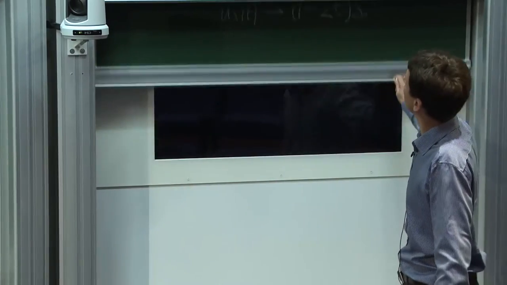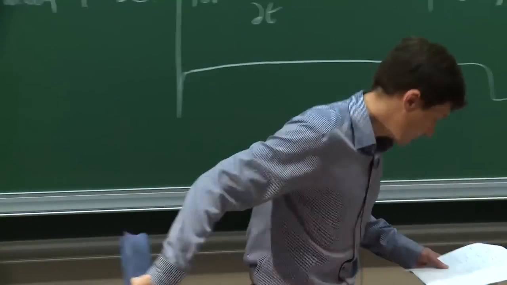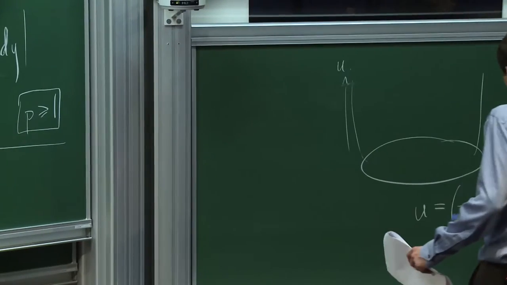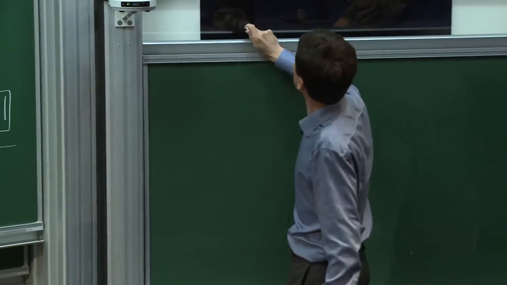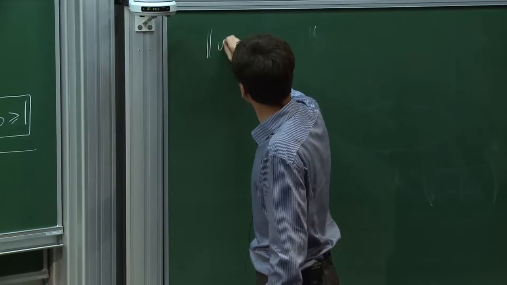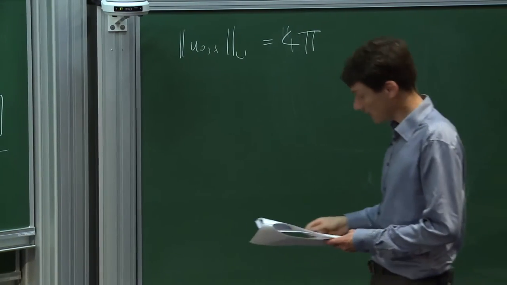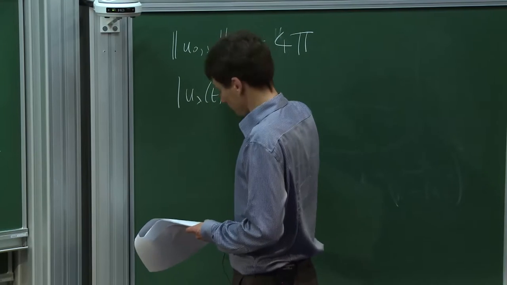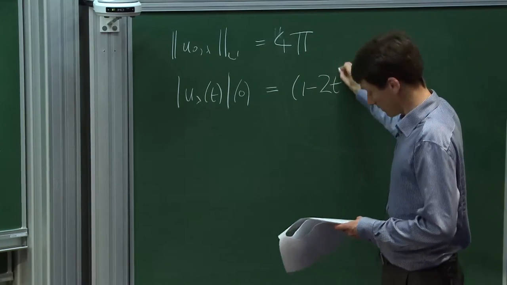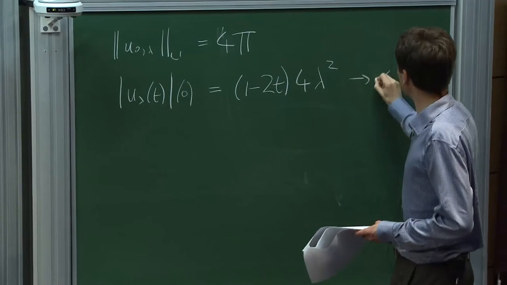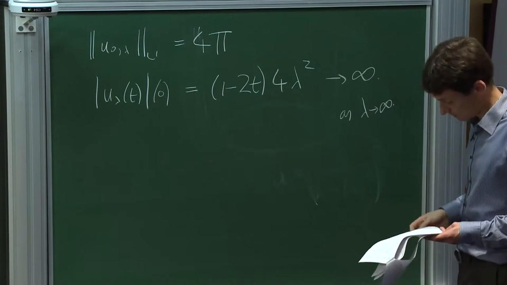Okay. So in particular, it's not true that if you give me the L1 norm and the time, you can get an L-infinity estimate. So, of course, u0 lambda in L1 is just 4 pi, the area of the sphere. But u lambda t, the size of that at the origin, let's write it like that, is just 1 minus 2t times 4 lambda squared. So this is going to infinity as lambda goes to infinity with fixed t, of course, right?